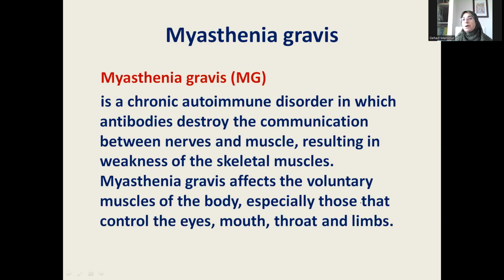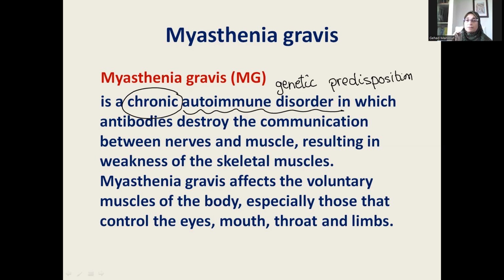On the other hand, we have myasthenia gravis. Myasthenia gravis is an autoimmune disorder, which is a chronic disease, by the way, meaning that you still have a genetic predisposition, but you are not necessarily born with myasthenia gravis. There are antibodies against your own muscle fibers. So it is an autoimmune disorder. Antibodies will destroy which part in particular in the muscle?